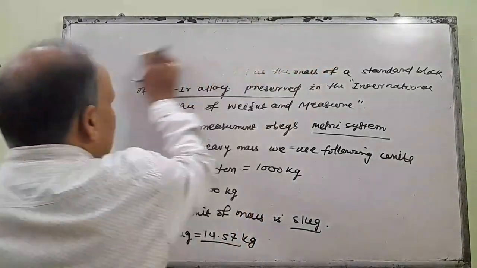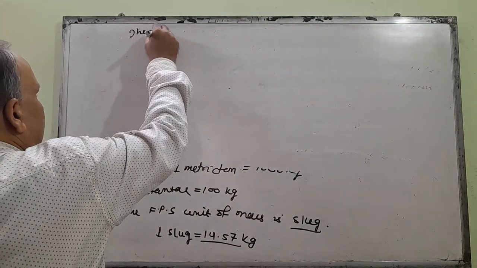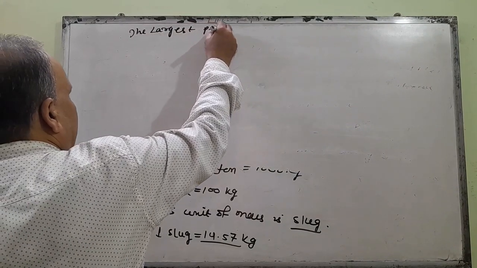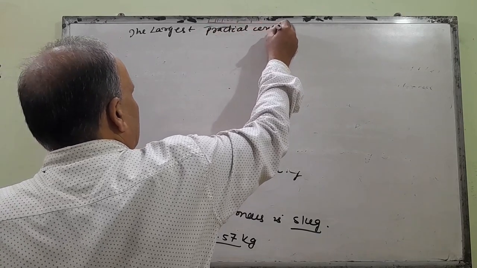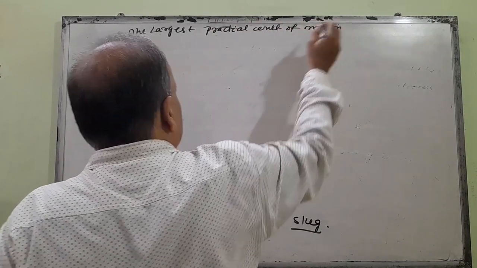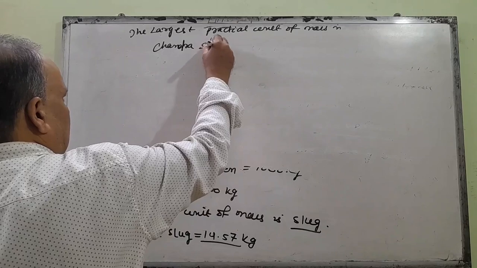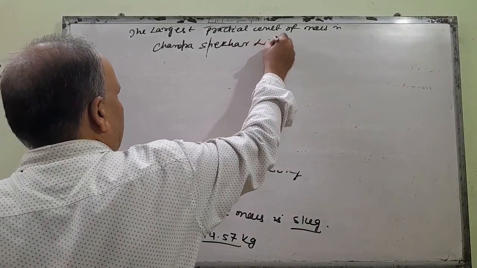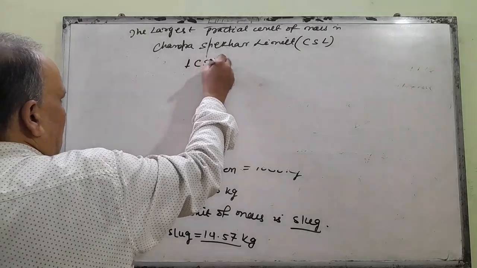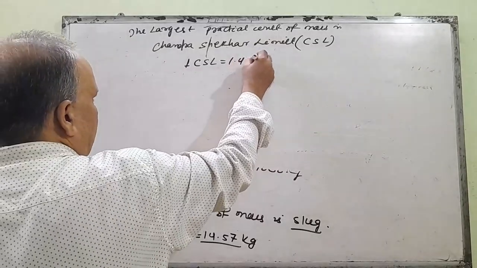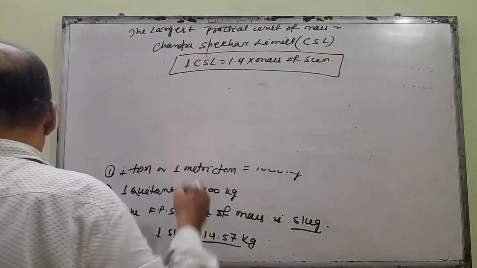Similarly, the largest practical unit of mass is the Chandrasekhar limit, or we can say CSL. 1 CSL is equal to 1.4 times the mass of the sun. This is 1 CSL. Remember this.